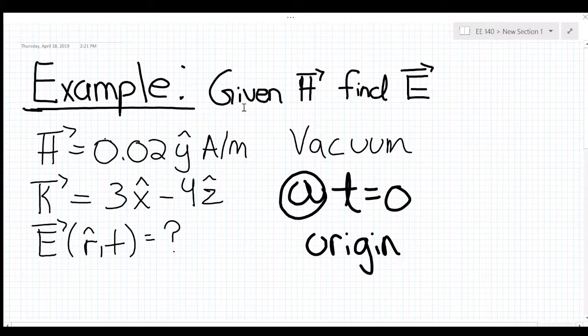So in this example, we're given the H field and we need to find the E field. The H field is equal to 0.02 y hat amperes per meter, and the k vector is equal to 3x hat minus 4z hat. We need to find the electric field, the E field, and our medium is vacuum, at t equals 0 at the origin.